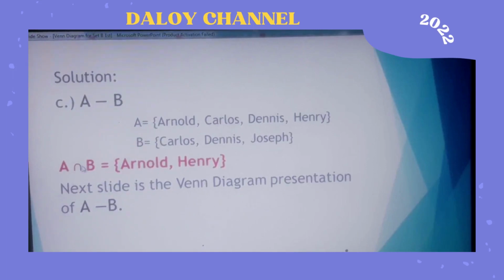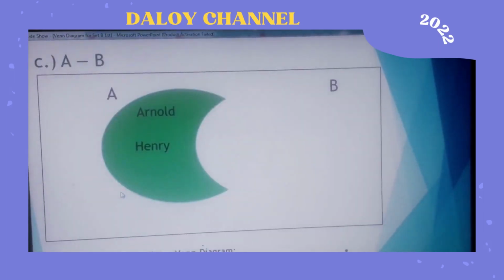Again, we will change that symbol there later. So in the slide, you'll notice that the shaded area are those elements in A only. So that includes the names of Arnold and Henry.